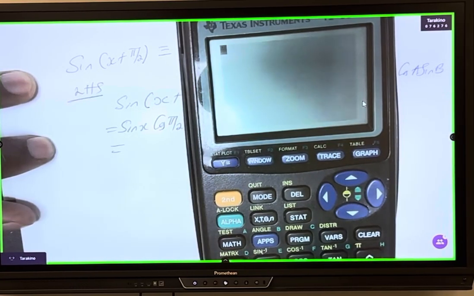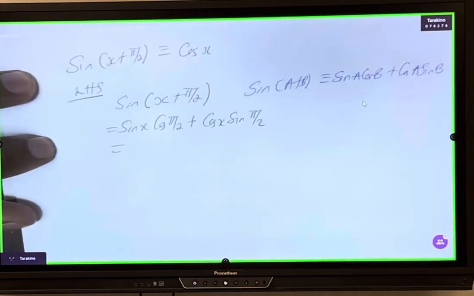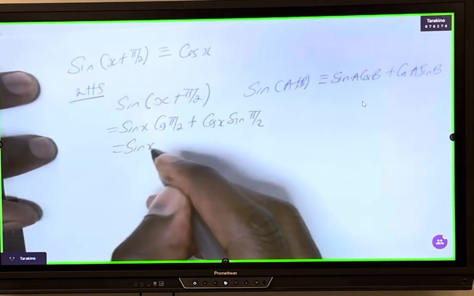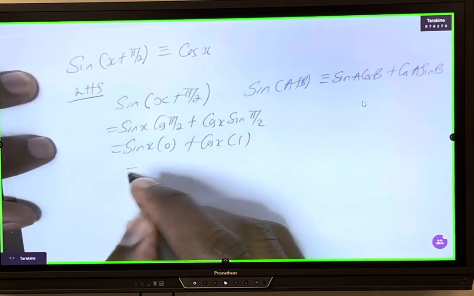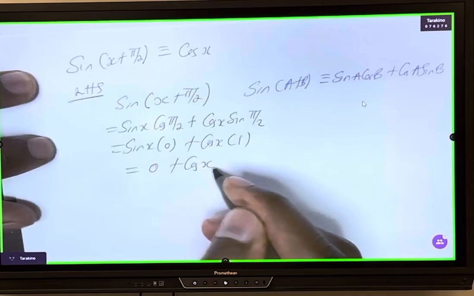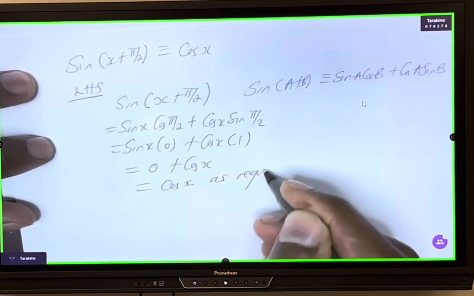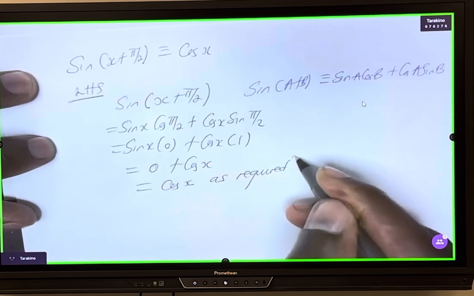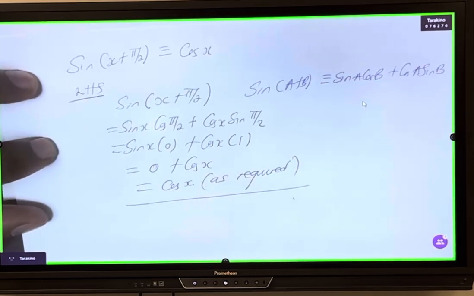So for sine 90, it's 1. Then cos 90 is 0. So this is sine x times 0 plus cos x times 1, which is just 0 plus cos x, which is cos x. So we have shown what is needed. All right, so the first part is done.